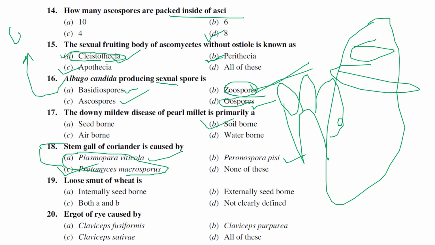So the best example of an internally seed-borne pathogen is wheat loose smut. So the answer is A. Next one, ergot of rye is caused by Claviceps fusiformis, Claviceps purpurea, Claviceps sativa, or all the above. Generally, two kinds of pathogens are mentioned for ergot, Claviceps fusiformis and Claviceps purpurea. But in basic terms, ergot is mainly caused by Claviceps purpurea only.